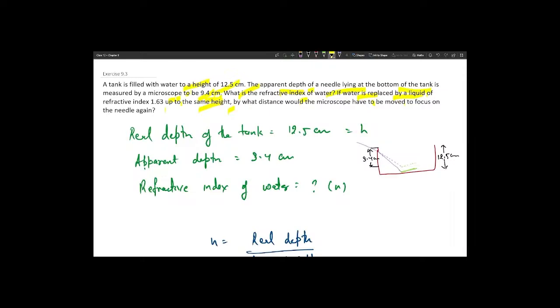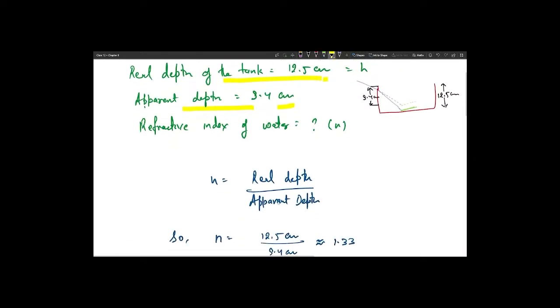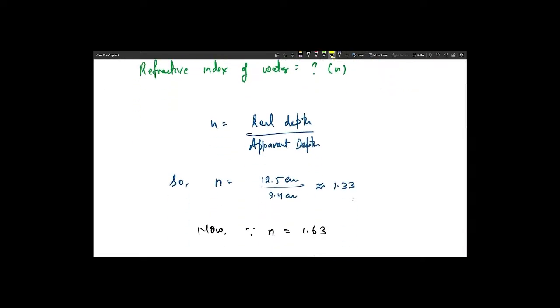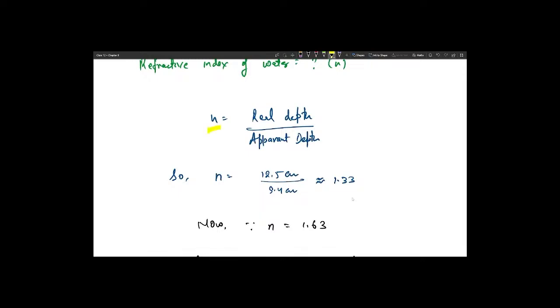So we have been given the real depth of the tank, that is 12.5 centimeter, and the apparent depth, that is 9.4 centimeter. Now we know that refractive index can be related to real depth and apparent depth, as the refractive index would be equal to real depth by apparent depth. So the real depth is 12.5 centimeter and the apparent depth is 9.4 centimeters, so the refractive index would come out to be 1.33.